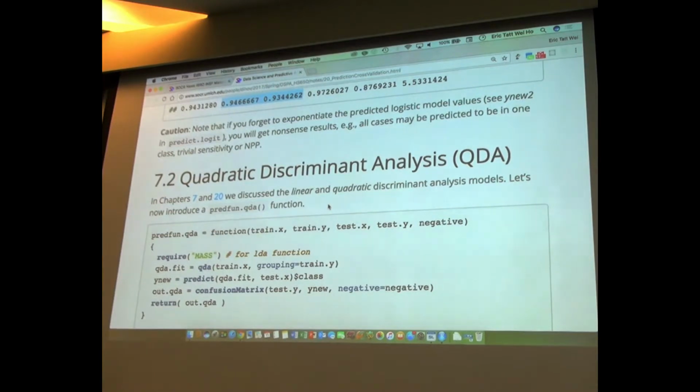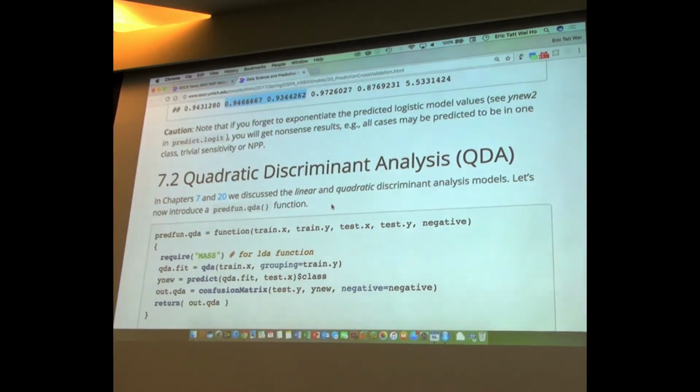So, okay. Just to press on, any other comments here? I want to show you a few. So the logistic was the first model. Now I'm going to do quadratic discriminant analysis.